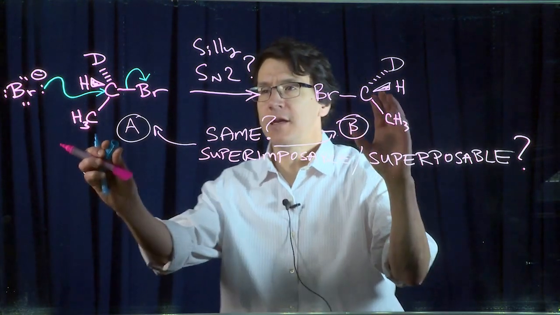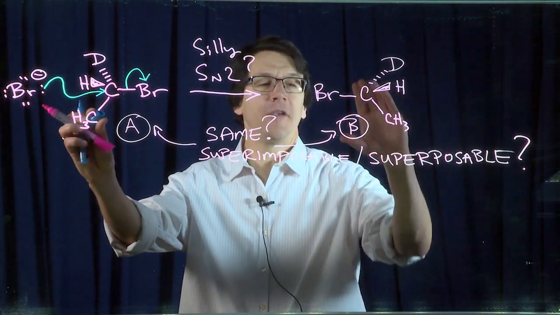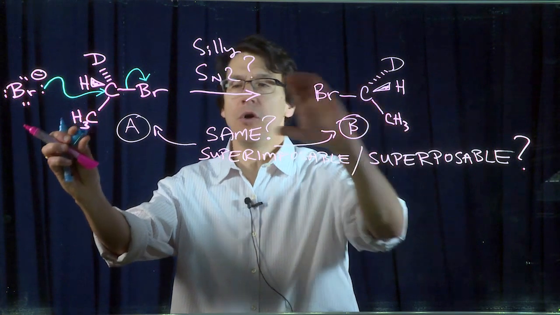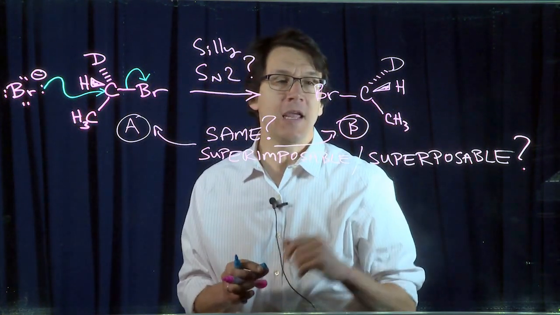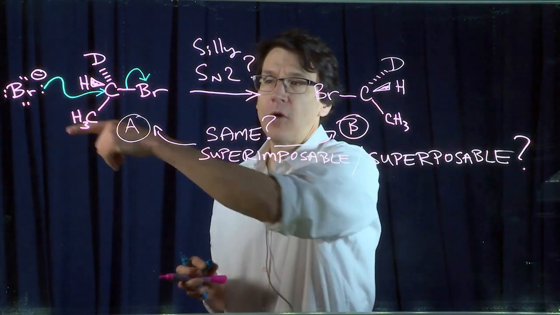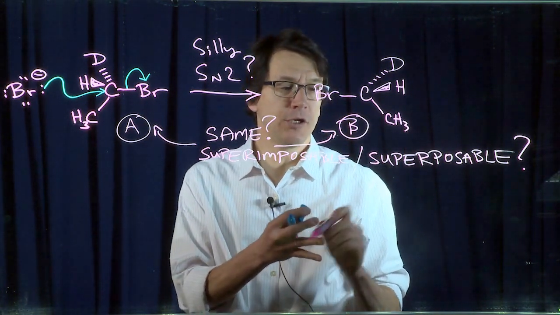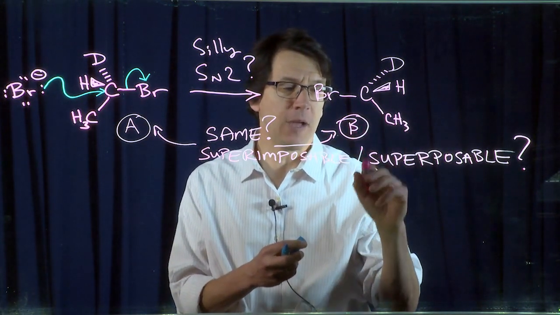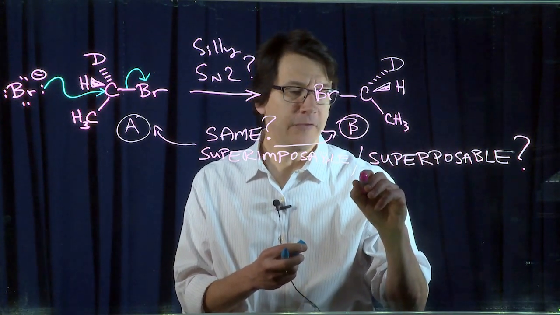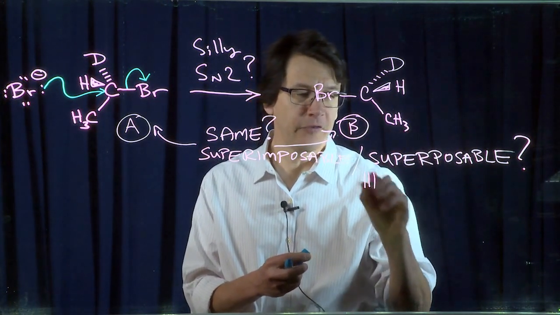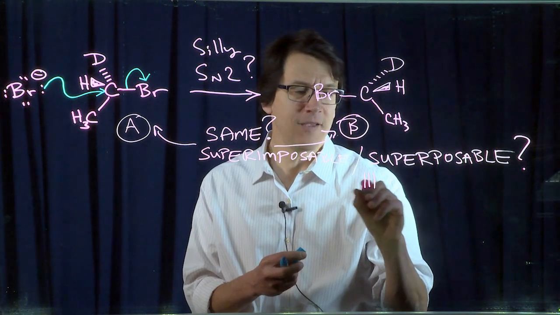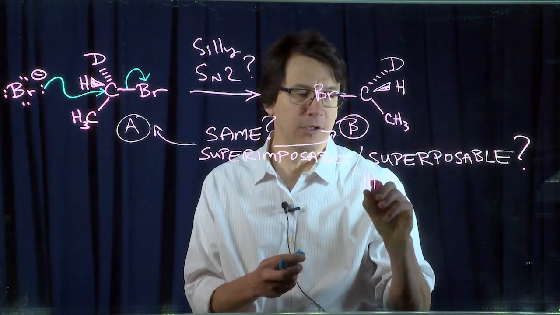The problem with trying to compare these on a flat surface is that if I try to scoot B over here and put it on top of A, this bromine is pointing in the wrong direction to even try to match things up. So here's what I want you to do to help answer this question about whether these are the same. So let's redraw B. This little symbol means just is exactly the same as, is equivalent to.